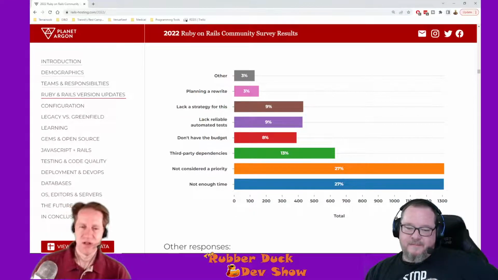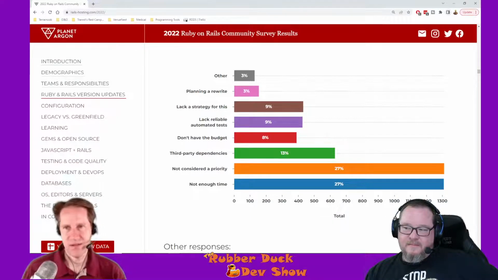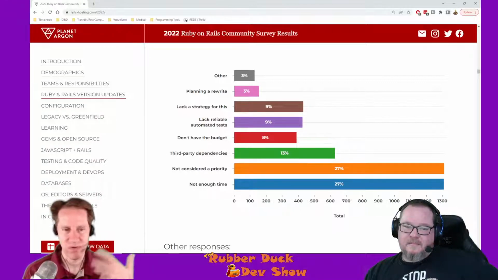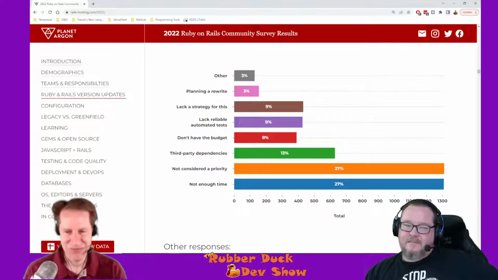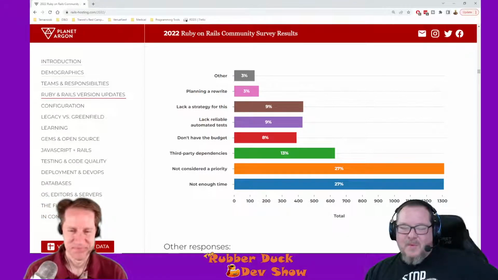Mm-hmm. So close to December or something like that, once they go to Ruby 3.2 or something, and once they release Rails 7.1 or whatever it is, then I'll say, all right, time to move to Ruby 3.1. Right.